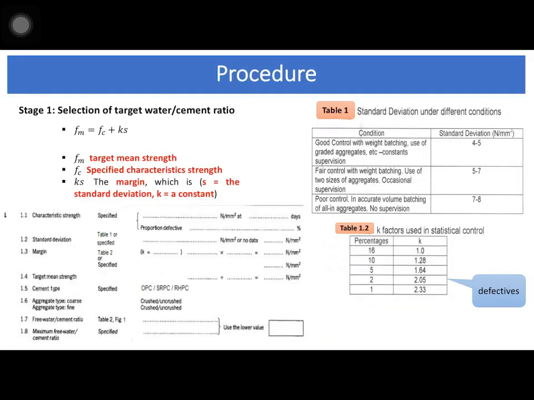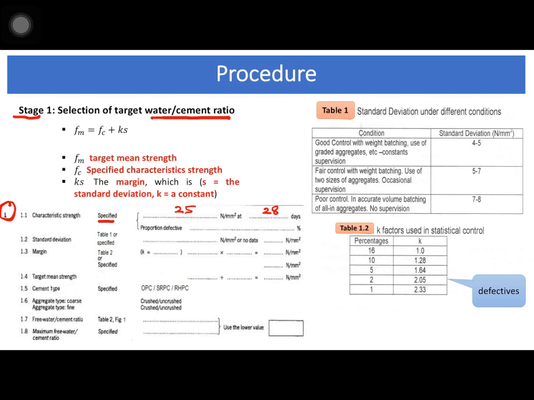Now we want to fill in the first stage. So the first stage is selection for water cement ratio. So this is the first stage in the concrete mix design form. So what is the value that we need to specify? So here 1.1 characteristic strength. So specified means that we can get from the mix requirement. So here the characteristic strength is 25 Newton per millimeter square at 28 days.